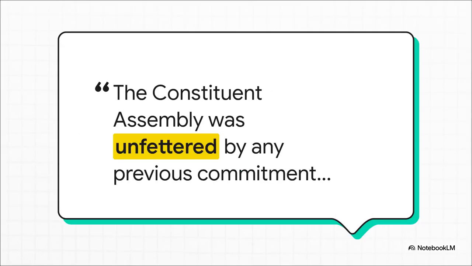But before we get completely lost in the numbers, let's just pause and appreciate the absolute ambition of the founders. As our historical sources tell us, the Constituent Assembly was unfettered by any previous commitment in evolving a constitutional pattern suitable to the genius and requirements of the Indian people. Basically, they were handed a blank canvas. They looked around the globe at the UK, the US, Ireland, Australia, and pulled the best elements to build a completely new, sovereign democratic republic. It's just a huge philosophical achievement.